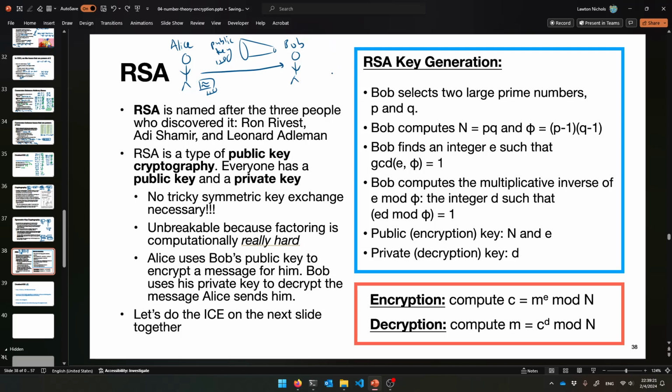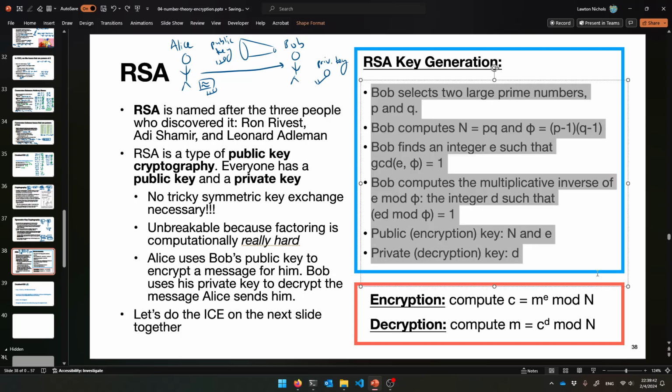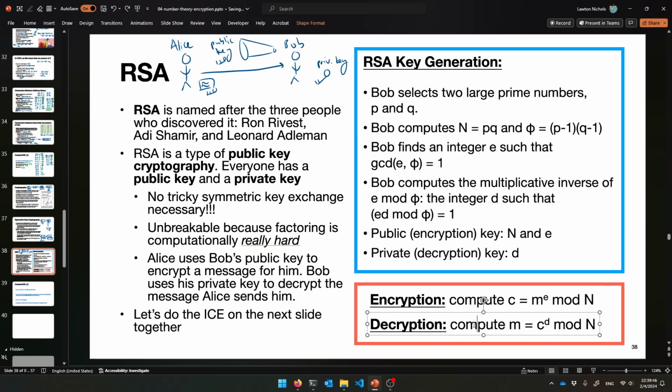And then Bob is secretly holding on to his private key. All right, and that magically will decrypt any message that was encrypted using his public key. It's going to open that lock. All right, and so here's the setup to generate RSA keys, to encrypt and to decrypt. There's a lot going on. Let's walk through it together.